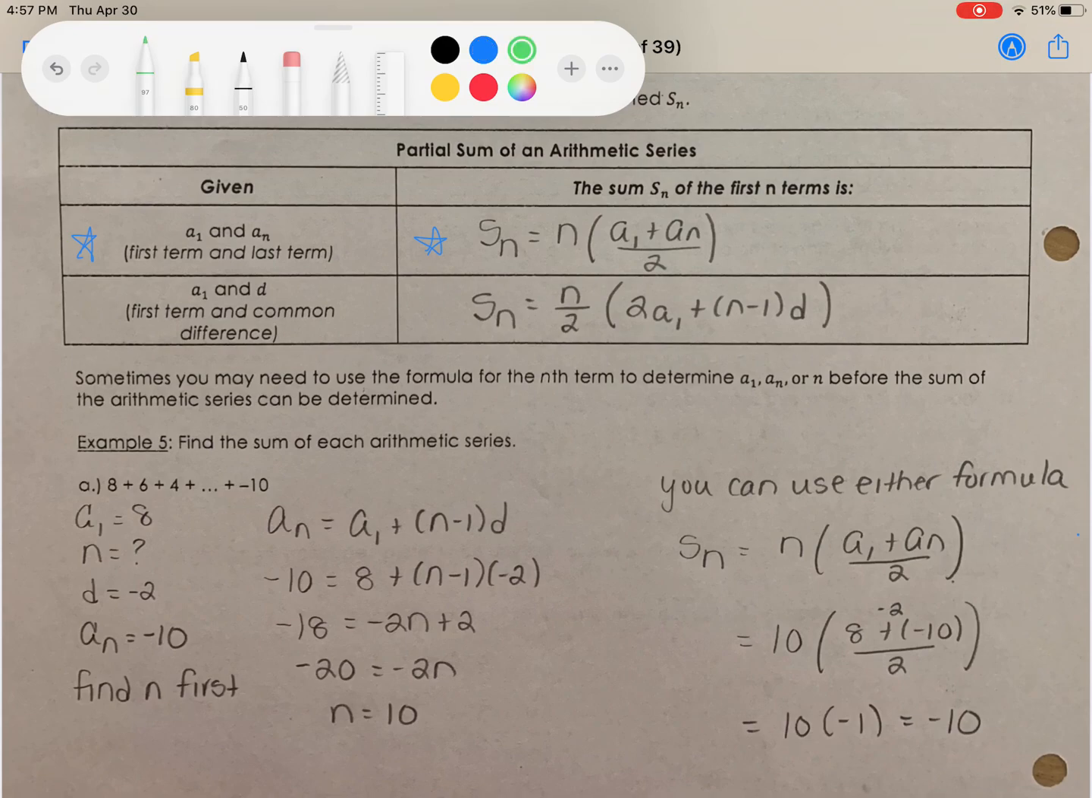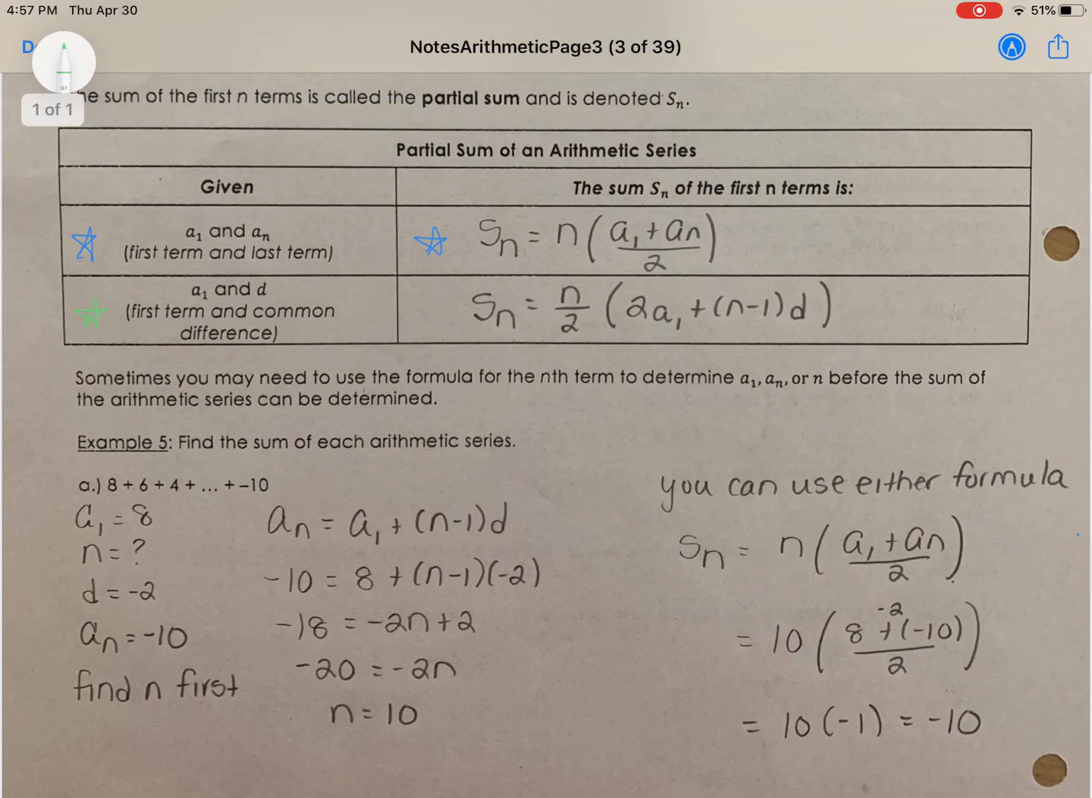Scenario 1 is if you're given the first term A1 and AN, so the first term and the last term, then this is the formula you want to use. But the flip side is if you're given A1 and D, the first term and the common difference, then there's an alternate formula you want to use because you don't have the nth term. So it 100% depends on what information is given to you. Now that we are home, you have the ability to have these formulas in front of you to aid you in answering the questions.